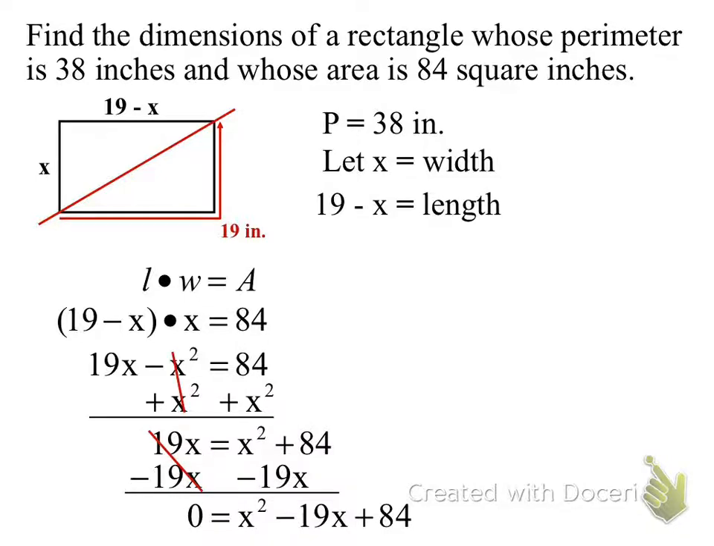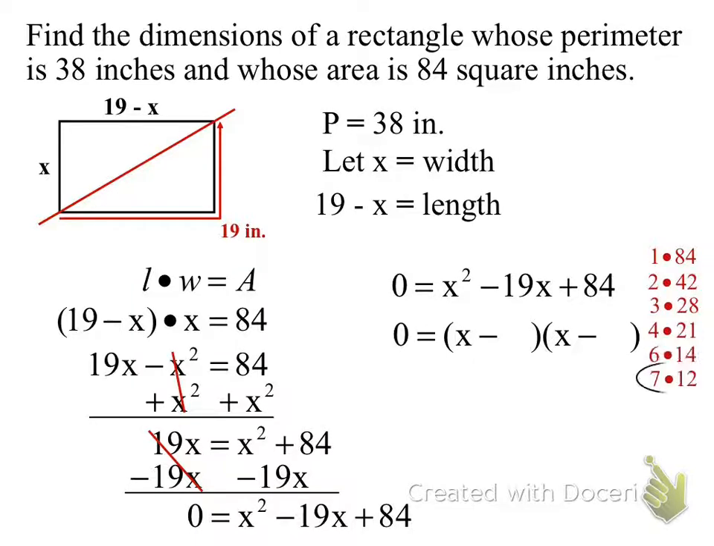Okay. And now what multiplies to 84 and adds to negative 19? Negative 12 and negative 7. Yep. So my solutions are 7 and 12. But what is the right answer here? Let's try both. That's where common sense kicks in. So if this is 7, what does this become?